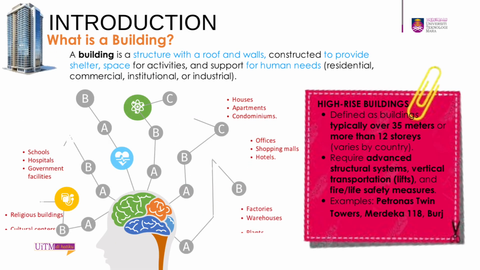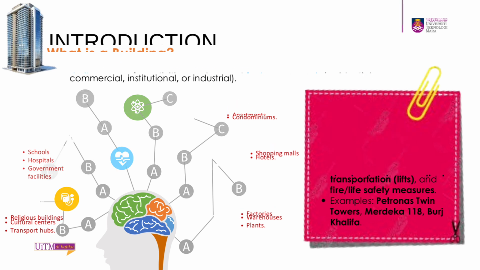Introduction. What is a building? A building is a structure with a roof and walls, constructed to provide shelter, space for activities, and support for human needs: residential, commercial, institutional, or industrial. High-rise buildings are defined as buildings typically over 35 meters or more than 12 stories, varying by country. They require advanced structural systems, vertical transportation, lifts, and fire and life safety measures. Examples: Petronas Twin Towers, Merdeka 118, Burj Khalifa.